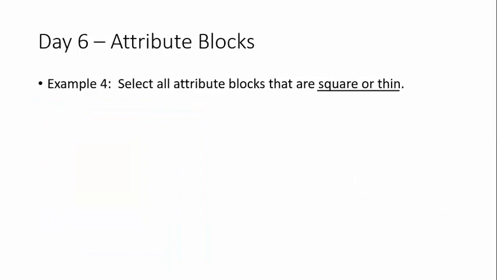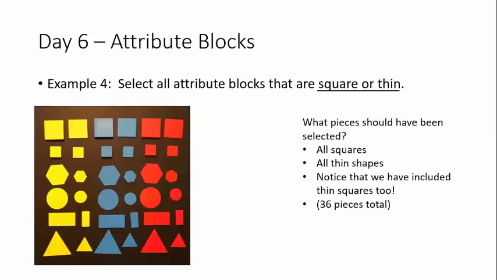In example 4, we want to select all attribute blocks that are square or thin. Okay, so think about this. It's an OR statement. All right, so when I laid this out, I laid out all of the square pieces first. That was the first criteria. And then we want thin.